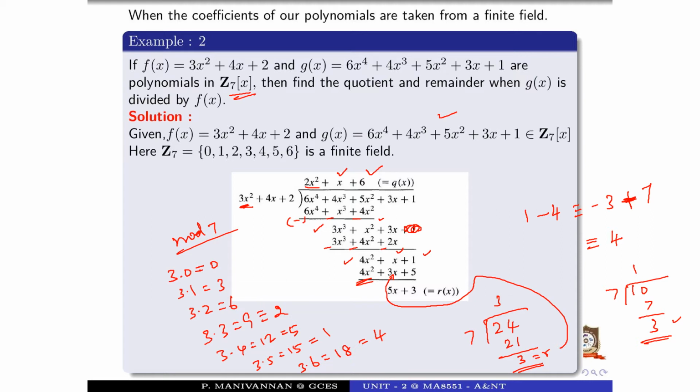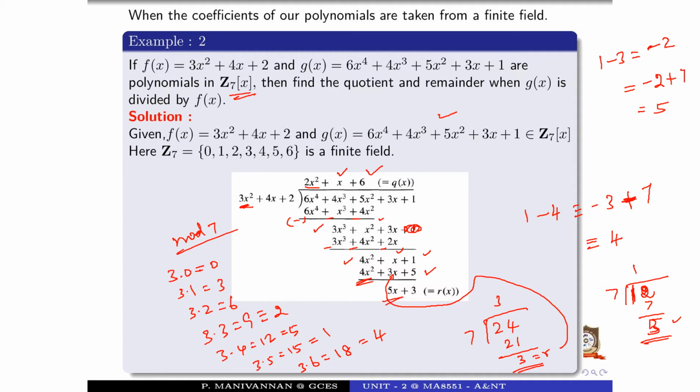Sorry, 2 into 6 is 12, not 10. The remainder is 5, so here we put 5. Subtracting, we get 4 minus 4, 0. 1 minus 3 is equal to minus 2. Minus 2 plus 7 is equal to 5.